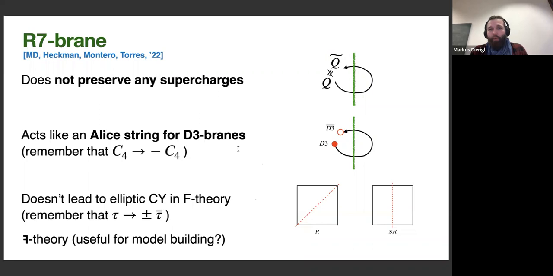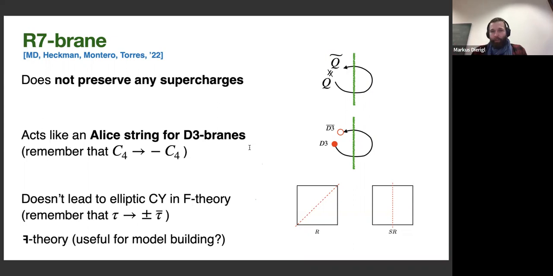However, what is very different for the R7 brane compared to any PQ brane is that it also has a non-trivial action on D3 branes. And the reason is that this omega acts also on C4, the four-form Ramond-Ramond field, which tells you that you can take a D3 brane, you can carry it around R7, and it ends up being an anti-D3 brane. So this behavior of taking a charged object, carrying it around some string-like configuration, and it ends up as its own antiparticle, is known as an Alice string. So in a sense, the R7 brane acts like an Alice string for D3 branes. And there are funny things you can do, like charge teleportation and the like.